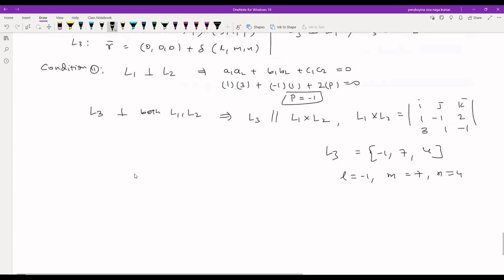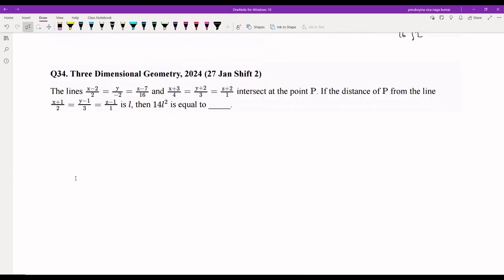First question, first option. The lines intersect at P, and the distance of P from this line is L. It's a direct question. You can calculate it directly. So first write down the given line: x minus 2 by 2 equal to y by minus 2 equal to z minus 7 by 16. And one more line is also given: x plus 3 by 4 equal to y plus 2 by 3 equal to z plus 2 by 1.